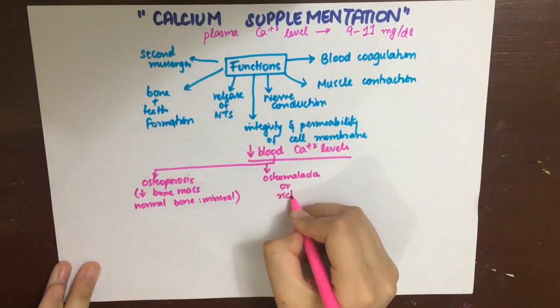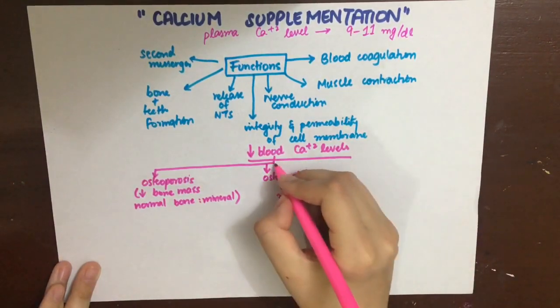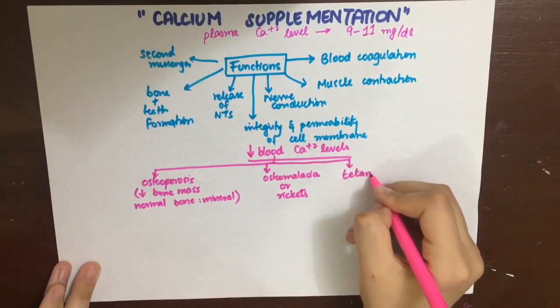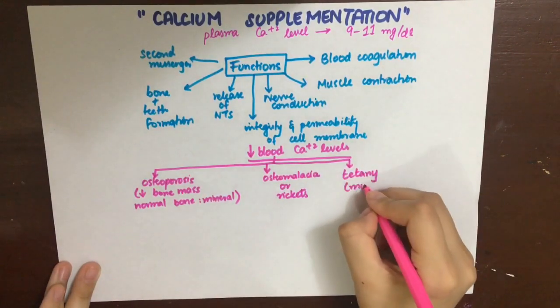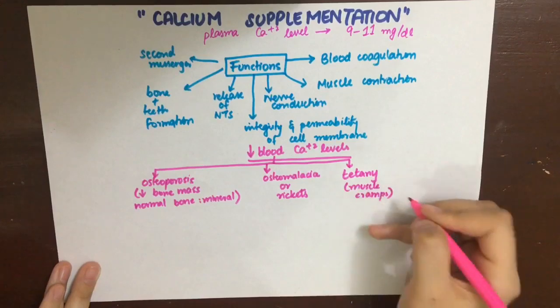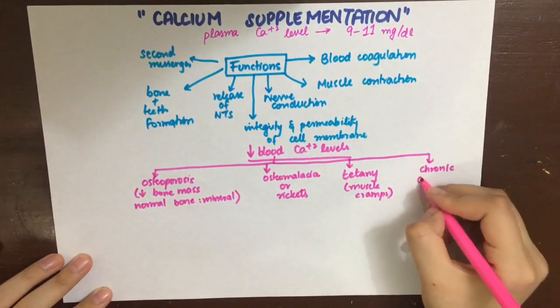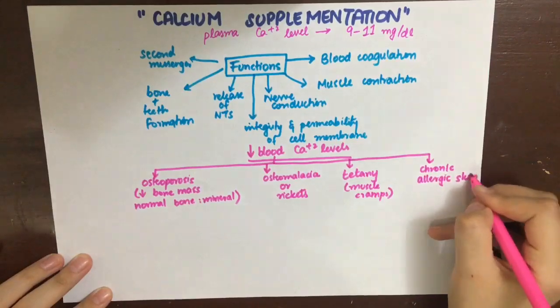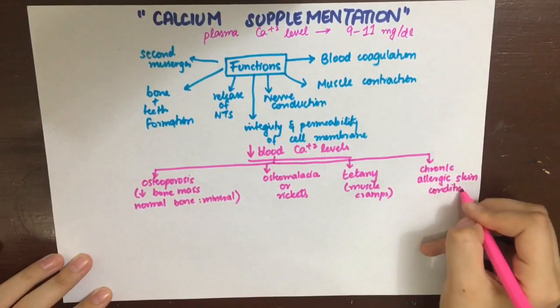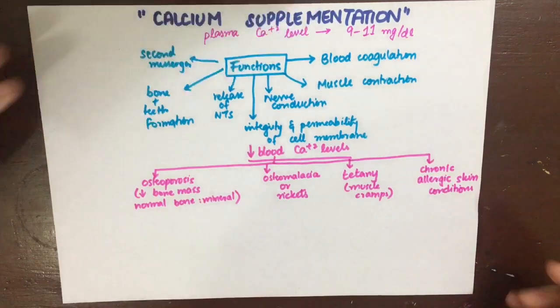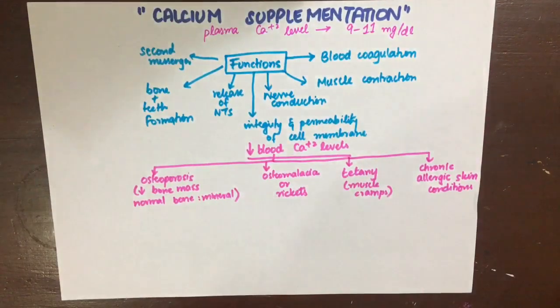Now, we know tetany is caused by hypocalcemia, in which there are overly stimulated nerves causing involuntary muscle cramps. Hypocalcemia can also cause chronic allergic skin conditions, and in some countries, calcium preparations are used topically to cure itching, wheals, erythema, etc., but it is not really supported by evidence.